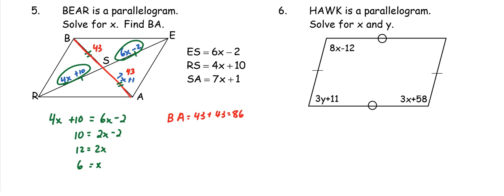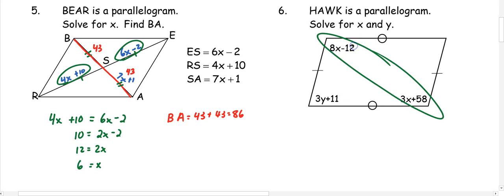Number 6, HAWK is a parallelogram. Solve for x and y. So first, we know that where the x's are, those are opposite angles, so those are congruent. So we have 8x minus 12 equals 3x plus 58. The first thing I'm going to do is subtract 3x from both sides. So 5x minus 12 equals 58.